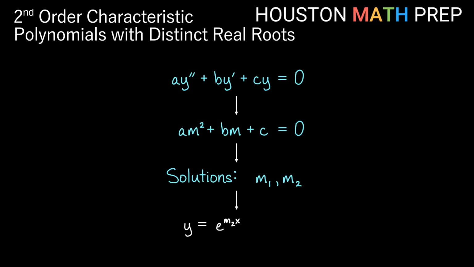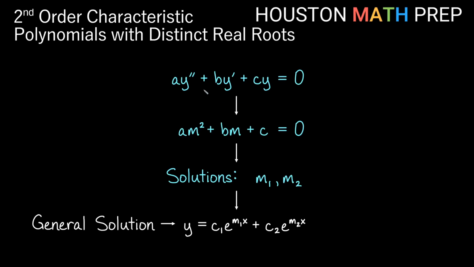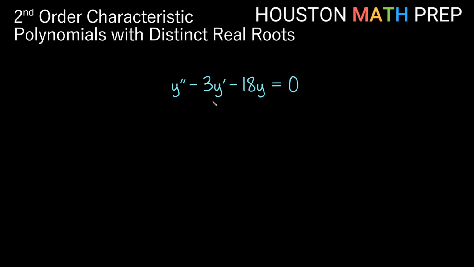We will think of both of these exponentials as our fundamental solution set, and our general solution for this differential equation will be y equals some constant times e to the m1x plus some constant times e to the m2x. And now we'll just solve several examples with you.